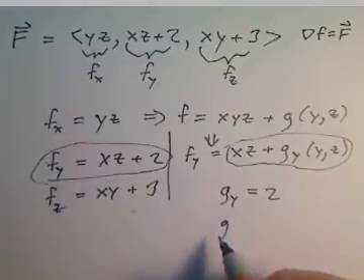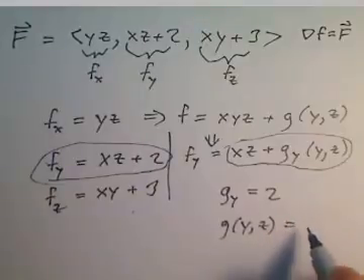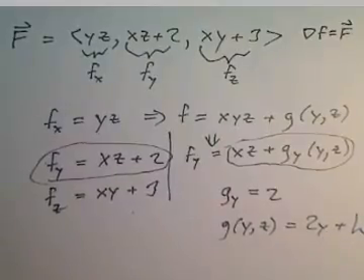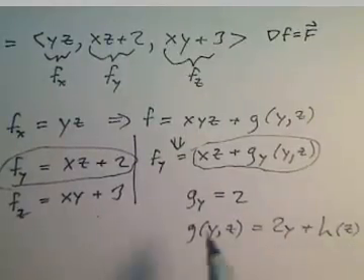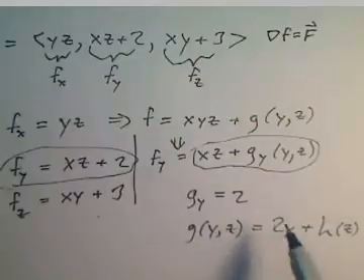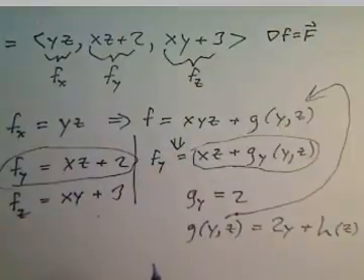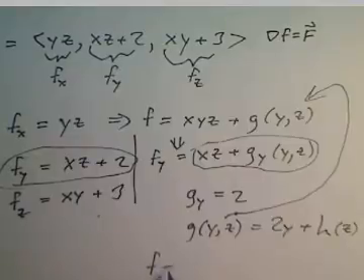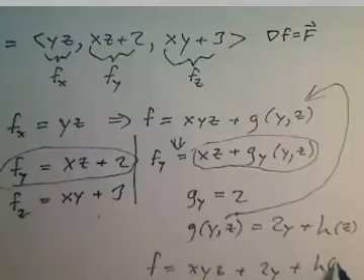And so that means that our g of yz is 2y plus perhaps some function of z. You can't really see that, some function of z there. And so that means this g of yz can go back up in here. And so my f now, I have xyz, I'll write it down here, my f is xyz plus 2y plus h of z.